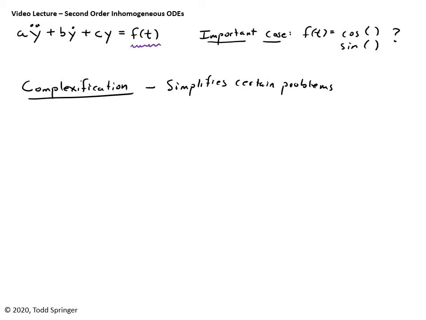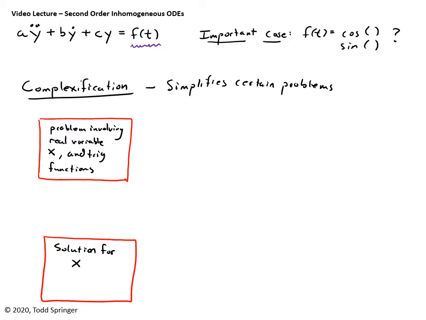Let me give the schematic idea of how it works. Suppose you've got some problem involving a real variable and trig functions like sines and cosines, and you're trying to find the solution, to solve for this function. Normally you would say, let me just try to solve it directly. But maybe this is hard. So I'm going to advocate a different approach. It seems roundabout, but it actually ends up making things easier.